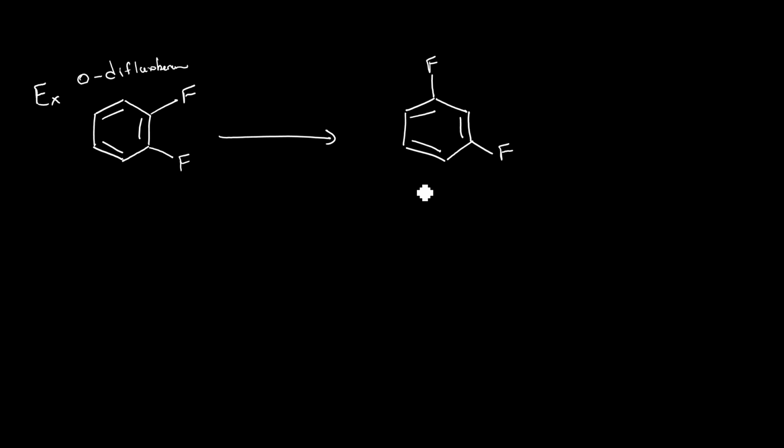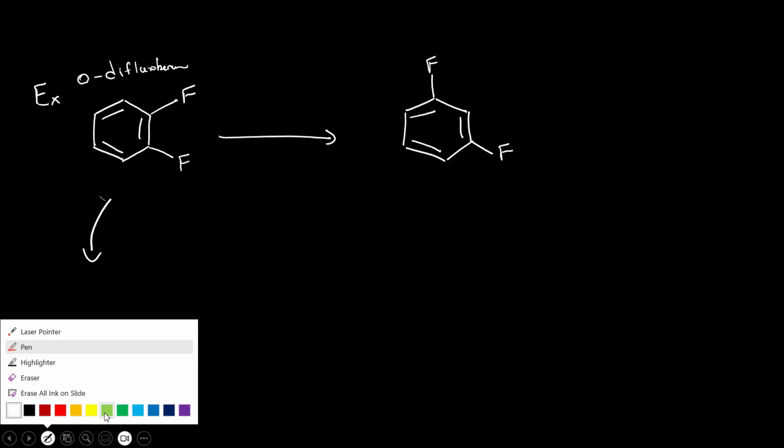Okay, let's see how we can do this. First thing is, you have to select two bonds, right? Basically I'm going to choose these two bonds. Now, just like we have done, we have to form the benzene, right?